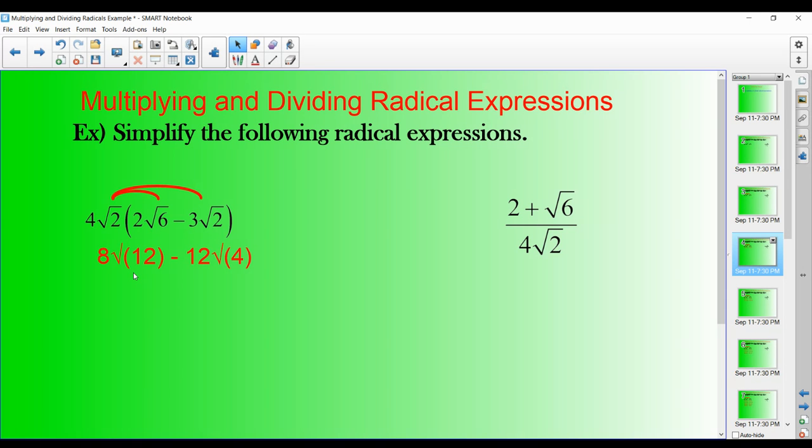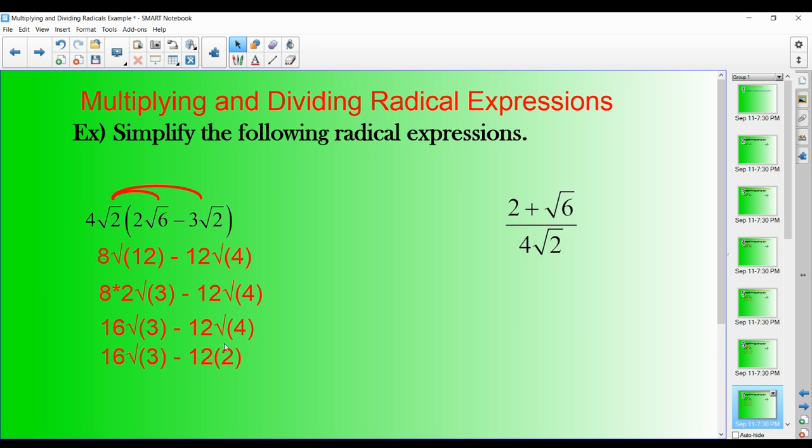So square root of 12, break it down, and we get 2 root 3. Now we can multiply 8 and 2 and get 16. And we're going to simplify this right side as well. So we get 16 root 3 minus 12 root 4. Square root of 4, we know is 2. And then we can do 12 times 2.